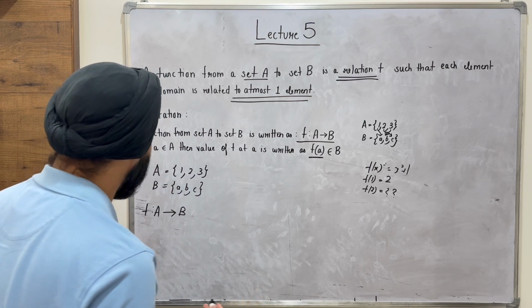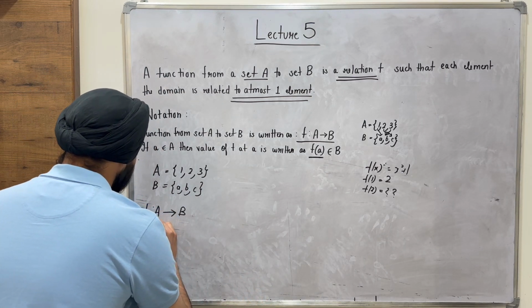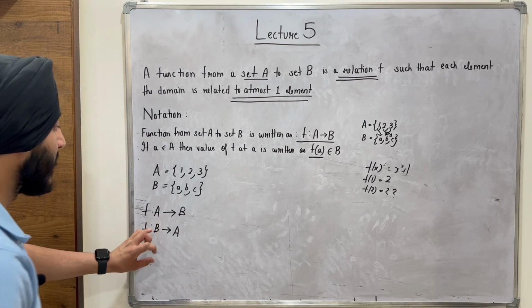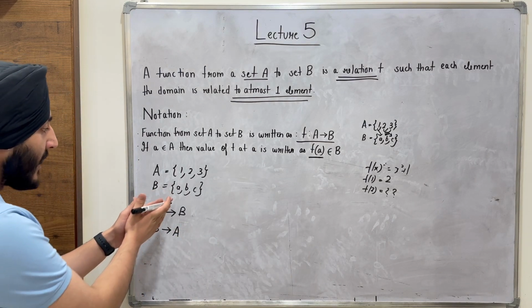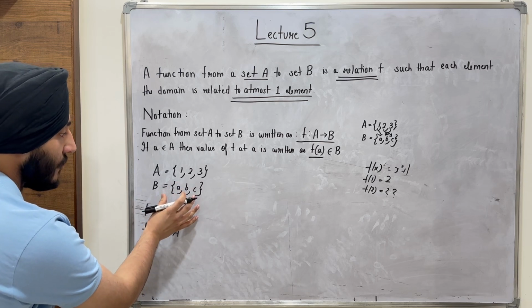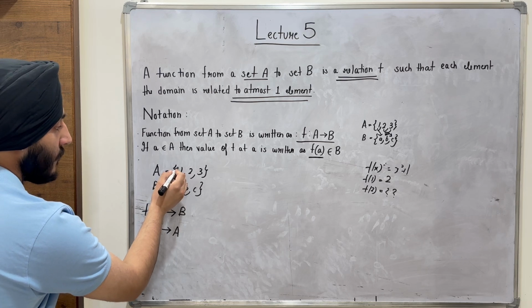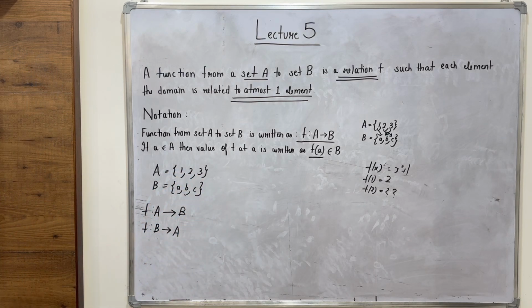Now, another way to write it down could be we have a function from B to the set A, right? Which basically would mean that I input the values a, b, c into the function, and it results in one of the values in A, which is 1, 2, and 3. I hope that makes sense, right?